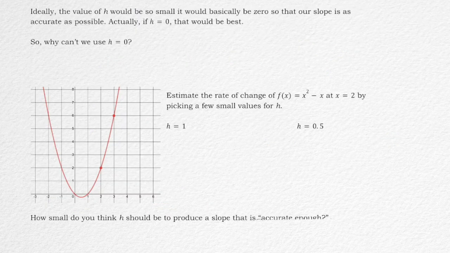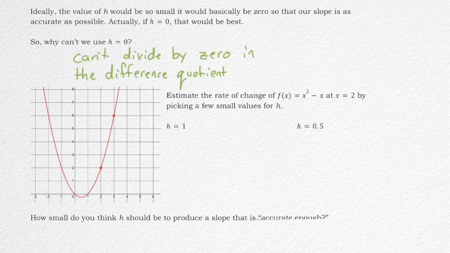And that's what the notes say here. Ideally, the value of h would be so small it would basically be 0, so that our slope is as accurate as possible. Actually, if h equals 0, that would be best because then our secant line would become the tangent line. So we can't use h equals 0 because we can't divide by 0 in the difference quotient. So let's look at another example now.